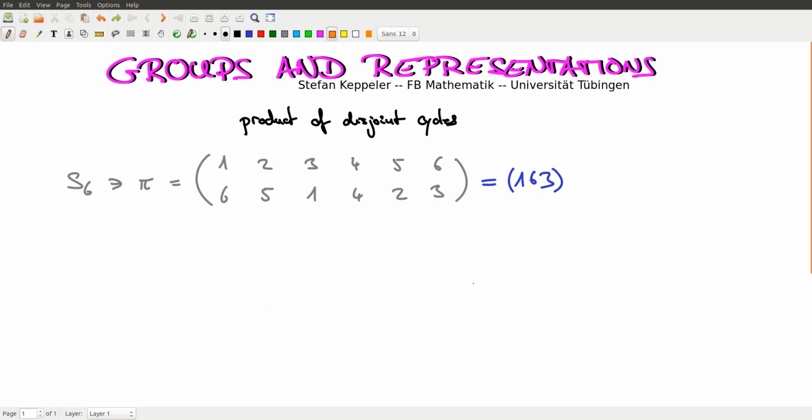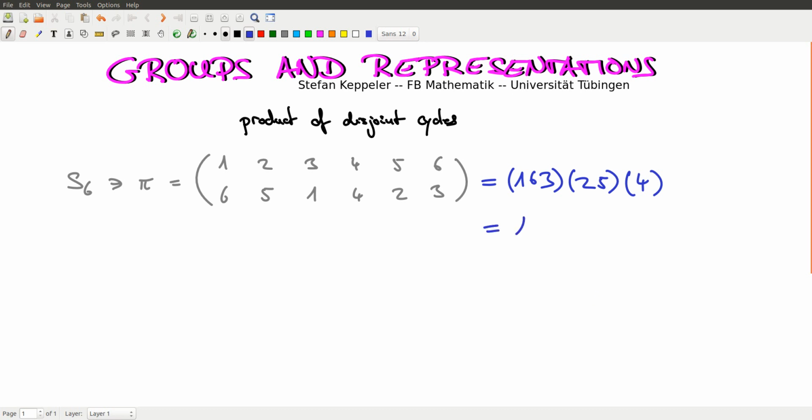Now we have 1, 3, 6. The next number we don't have yet is 2. 2 is mapped to 5. So we write 5 here. And 5 is mapped back to 2. So we can just close this here. And now we have 1, 2, 3, but 4 we haven't seen yet. So 4 is the next thing we write here, but 4 is mapped to 4. So we close this immediately.